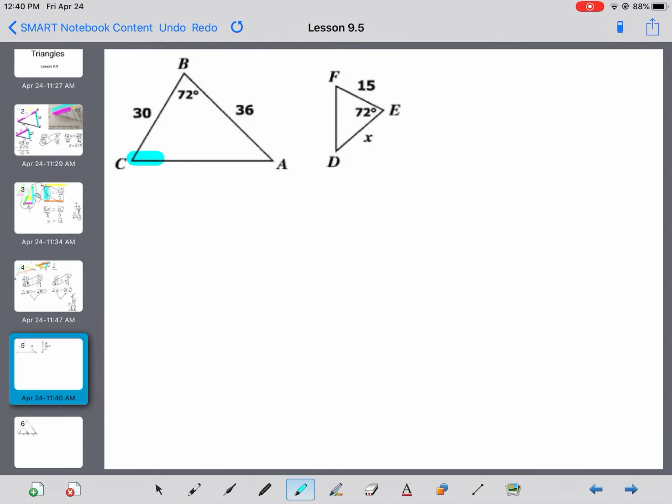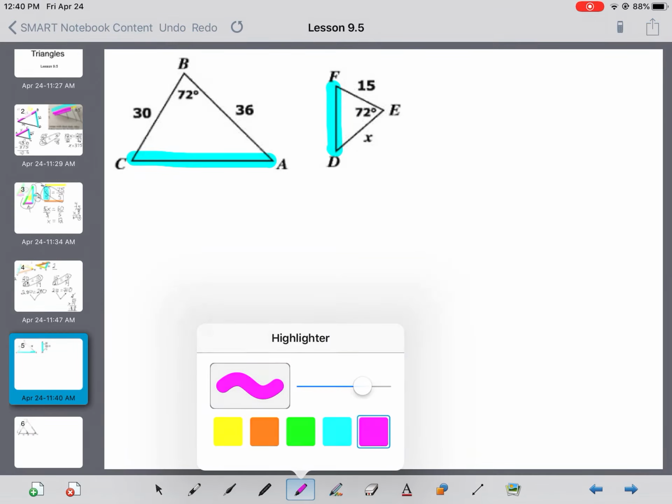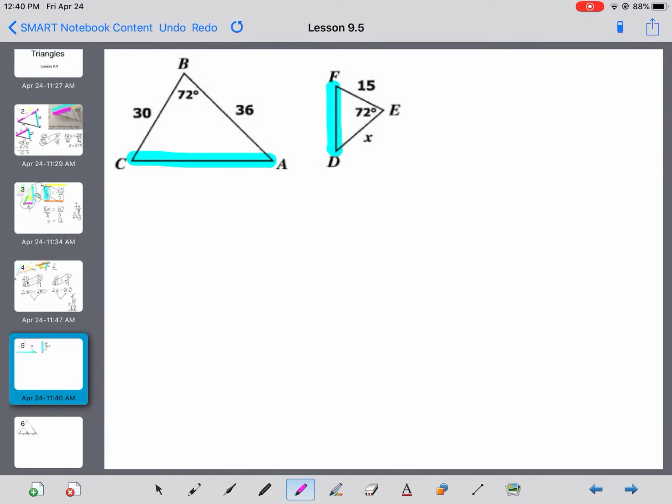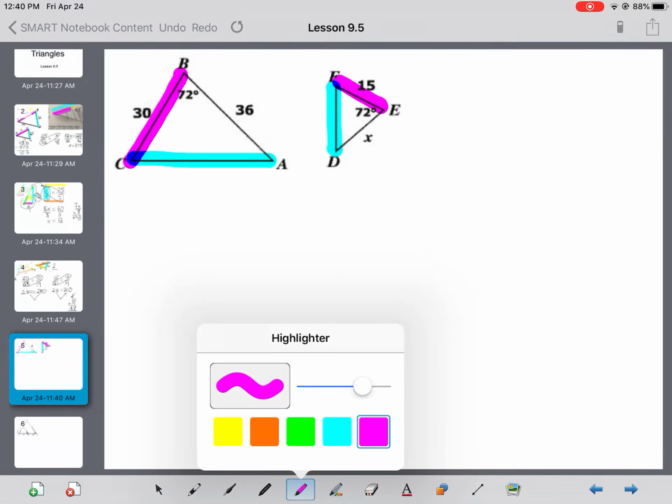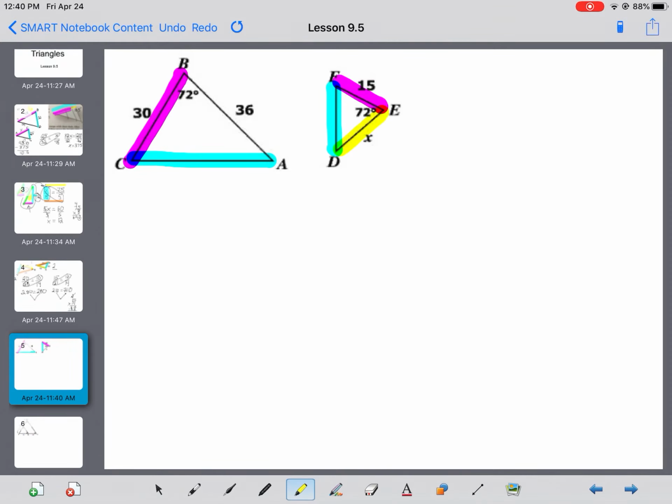So once again, start by finding your corresponding lines. So this is my biggest one. I always like to do that one first. This one over here I can just picture flipping on its side, and I should be able to see that 15 corresponds to 30, and then finally line x corresponds to 36.